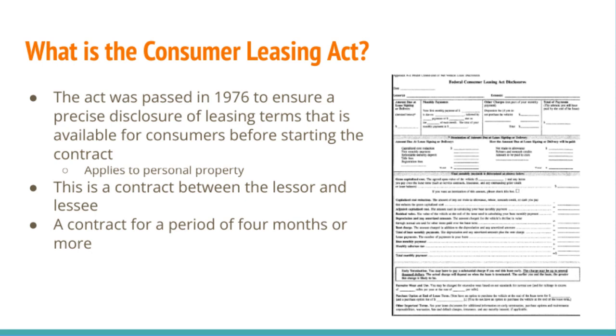The Consumer Leasing Act was passed in 1976 to ensure a precise disclosure of leasing terms that is available for consumers before starting the contract. This applies to personal property. This is a contract between the lessor and the lessee. A contract for a period of 4 months or more. A lease has to meet all criteria to be considered. Consumers must be provided with all the information needed before they can give consent.